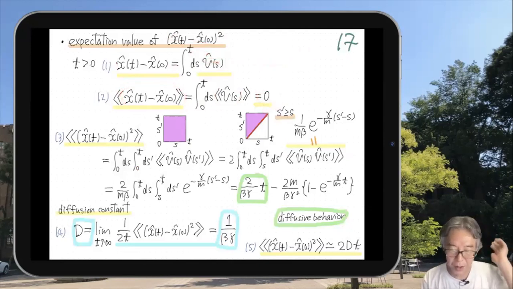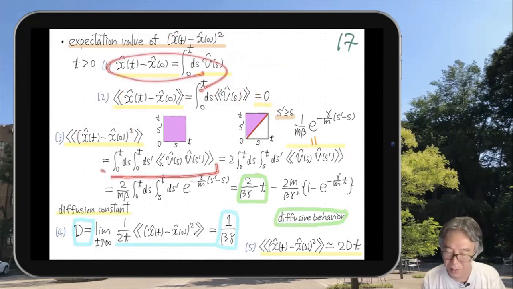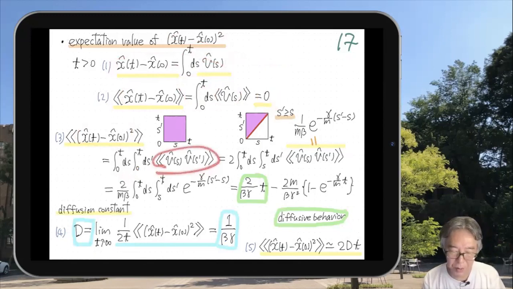In this kind of case, if you want to know the actual value of displacement, of course, you square this first and take the expectation value. Again, from this expression, you have this double integral, and here we already know this correlation function, but you have to be careful about the order of s and s prime. An easy trick is that you first note that s and s prime are identical. And we are here integrating over this square region, right?